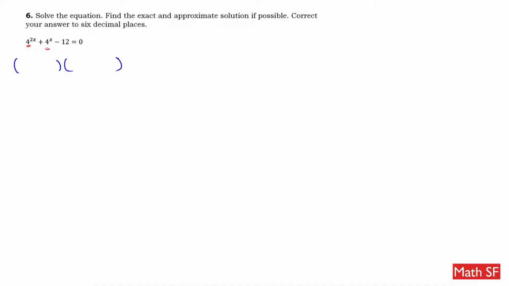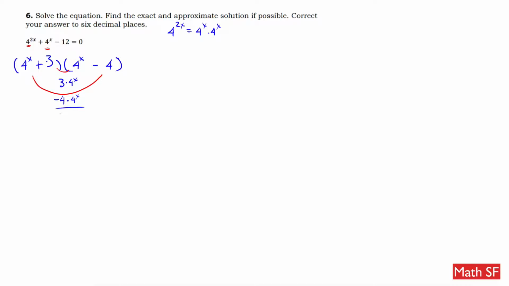So 4 to the 2x is actually 4 to the x times 4 to the x. So I will write it here, 4 to the x times 4 to the x. And this 12 is actually 3 times 4. Yeah, that will be 3 times 4, right? One positive and one negative. Let's try this out. This time, this is actually 3 times 4 to the x, and this times this is actually negative 4 times 4 to the x.